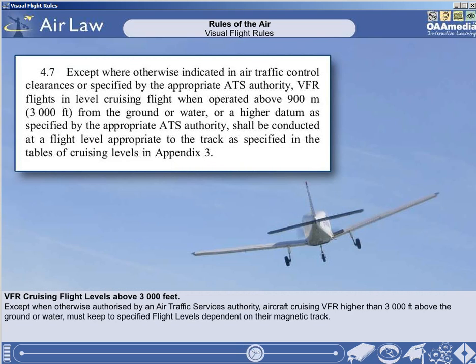Now we'll look at the ICAO rule regarding VFR cruising flight levels. Except where otherwise authorized by an Air Traffic Services Authority, ICAO rules of the air require that aircraft in level cruising flight higher than 3,000 feet above the ground or water, which are operating in accordance with the visual flight rules, keep to specified flight levels dependent on their magnetic track.